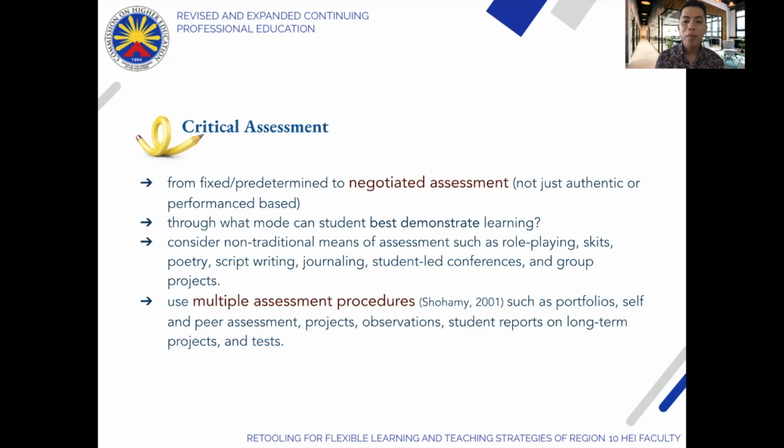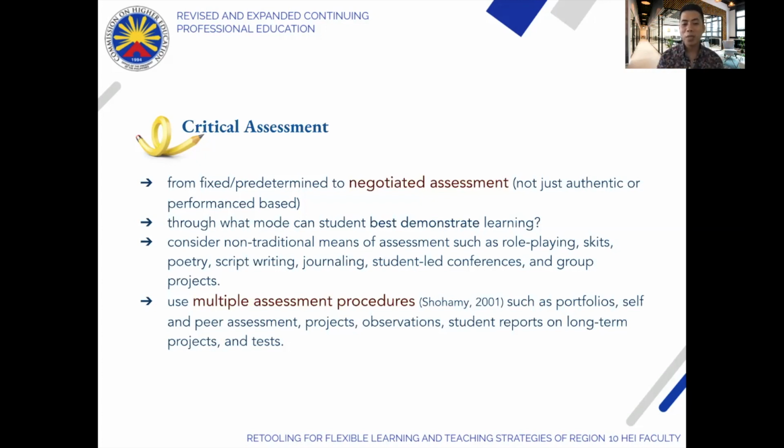And at the same time, we have to use multiple assessment procedures. Shohami, who is a critical assessment scholar, lists such as portfolios, self and peer assessment, projects, observations, student reports on long-term projects, and also tests.